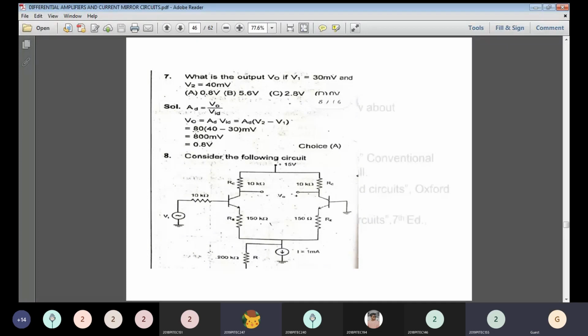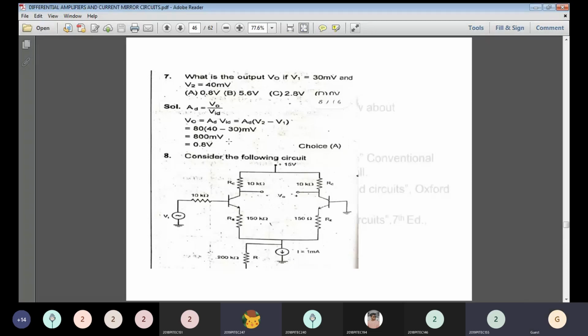VD is nothing but it is operating under differential mode, right? So the difference of the two inputs only we can feed. The difference of two inputs means V2 minus V1. The V2, V1 values are given in the question itself, so directly you can substitute 40 minus 30 millivolt. So 800 millivolt, or we can say it as 0.8 volt. Okay.